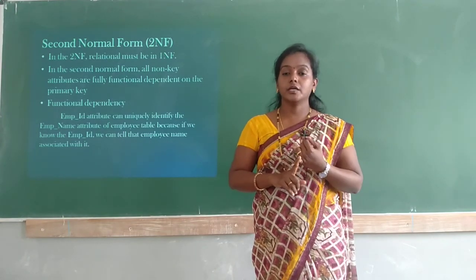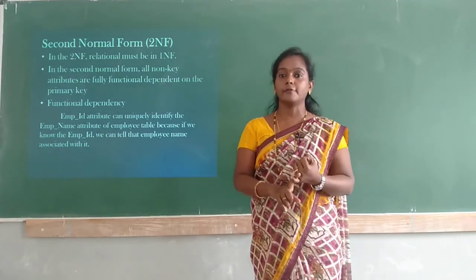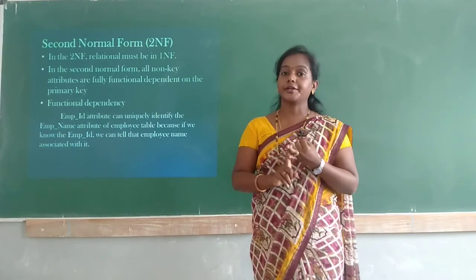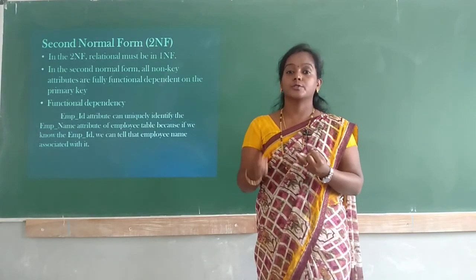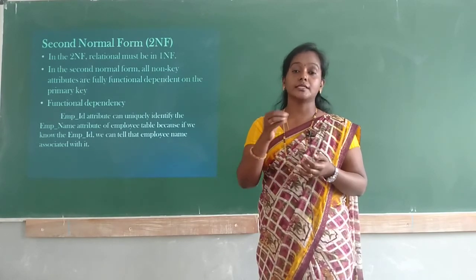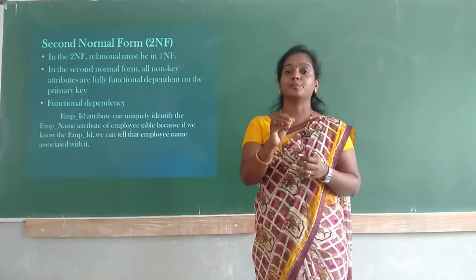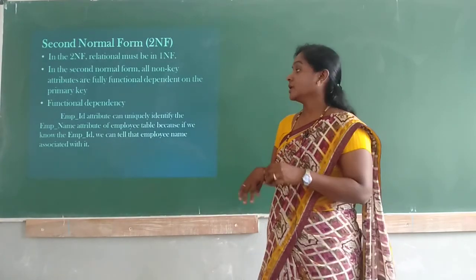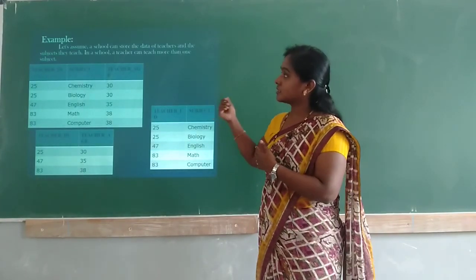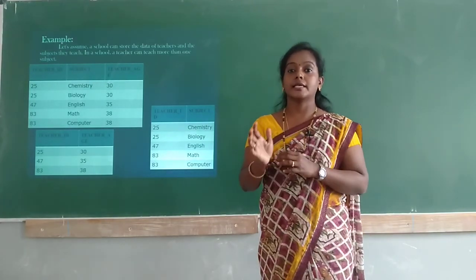So in the second normal form, what are the conditions? First, it should be in the first normal form. Second, the non-key attributes should be fully functionally dependent on the key attribute, that is the primary key. So this is the condition for a relation to be in second normal form. Next, this is an example of how we convert into the second normal form.